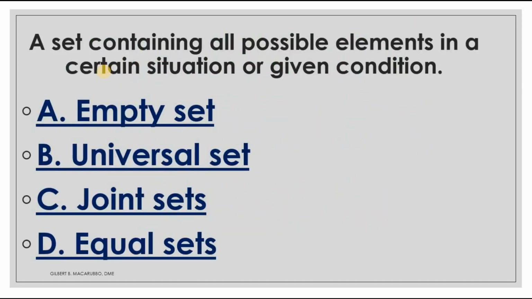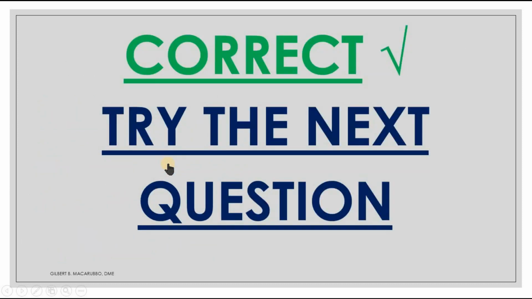Next, a set containing all possible elements in a certain situation or a given condition. All possible elements. Lahat. Okay, una, A, empty set. B, universal set. C, joint sets. Or letter D, equal sets. Okay, so may nag-comment na agad, letter B daw. So tignan natin kung tama. Okay, tama. The correct answer is universal sets. All possible elements. So all possible. So nandun na lahat. Okay, next.